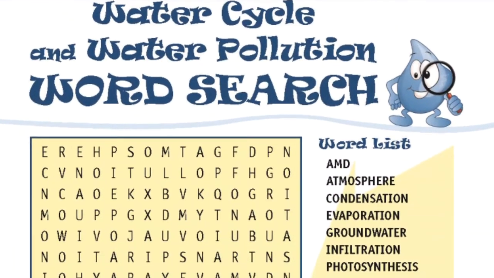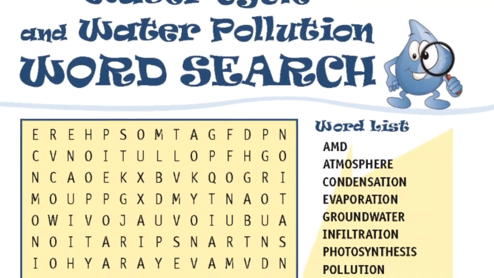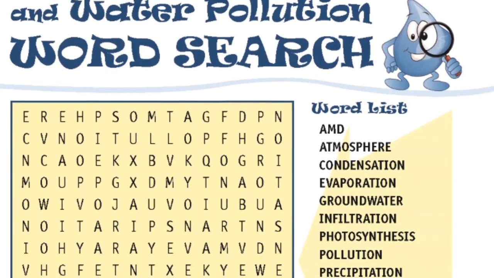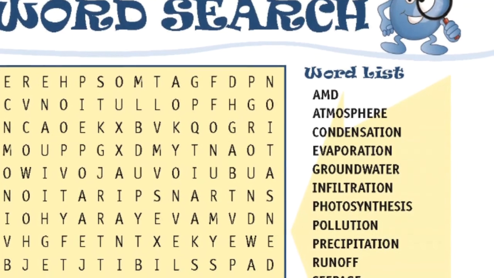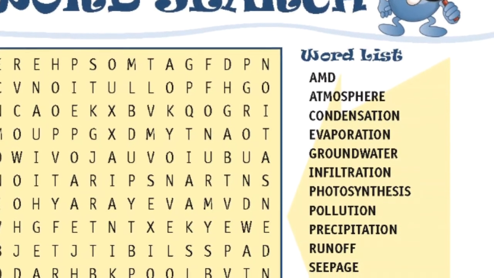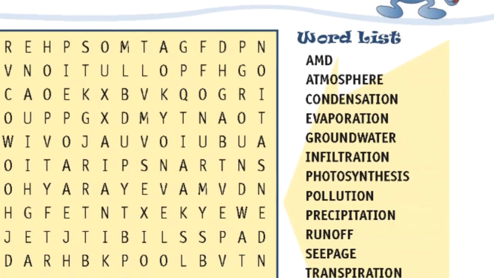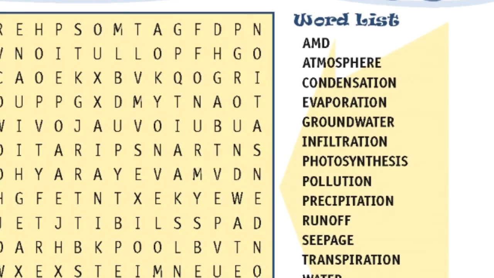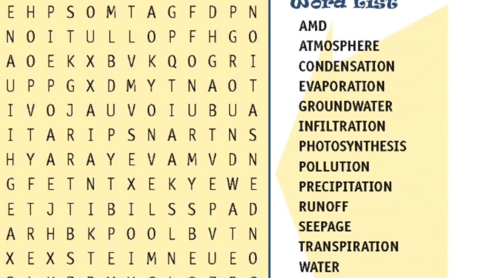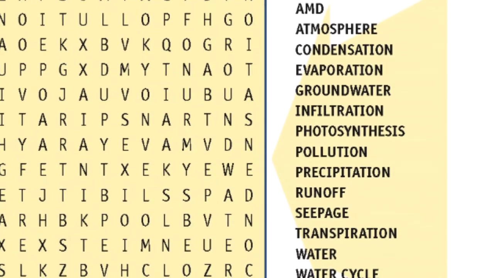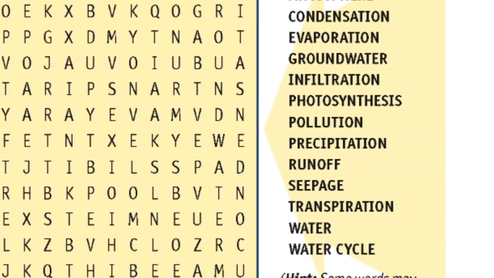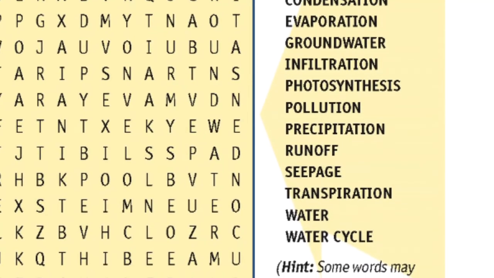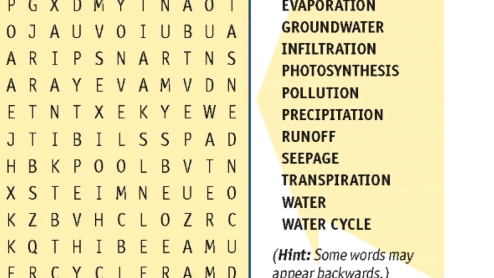Water cycle and water pollution word search. The word list: AMD, atmosphere, condensation, evaporation, groundwater, infiltration, photosynthesis, pollution, precipitation, runoff, seepage, transpiration, water, and water cycle. A hint: some words may appear backwards in the word search.